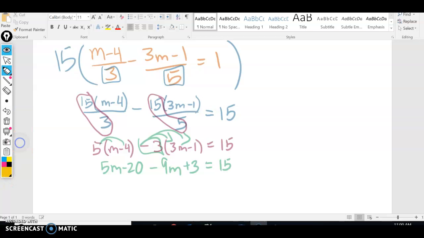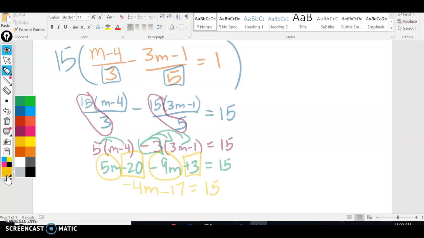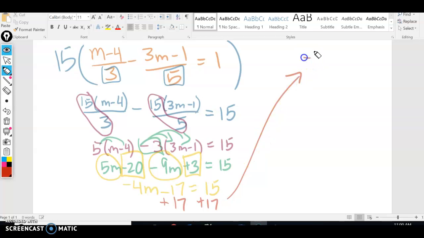Now we can combine like terms. 5m minus 9m is a -4m. -20 plus 3 is a -17 equals 15. Almost done. Addition property of equality here, adding the same number to both sides. We're left with -4m equals, those canceled, 32.